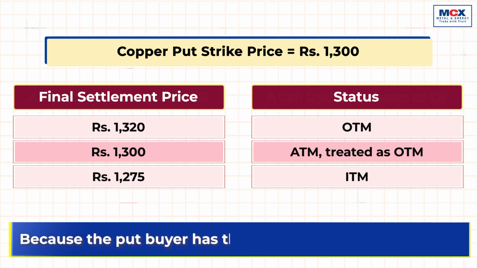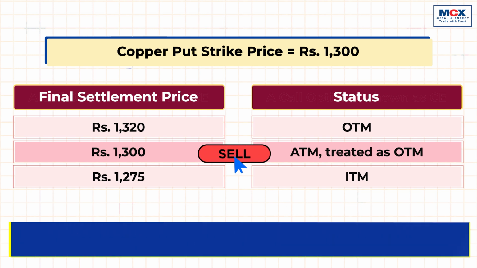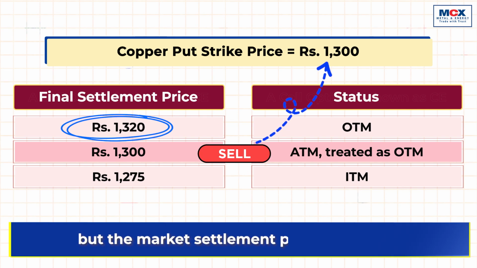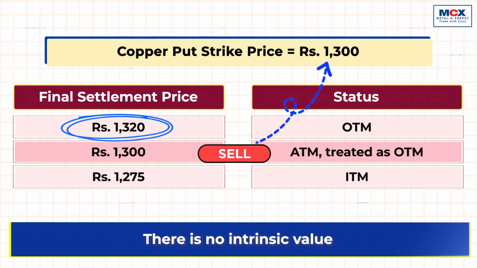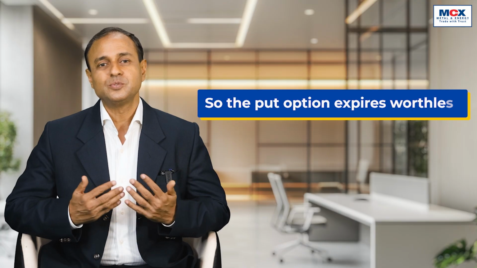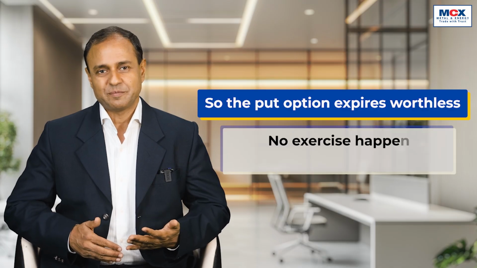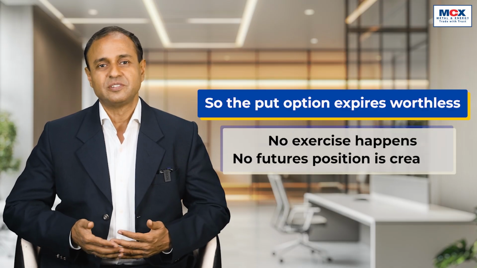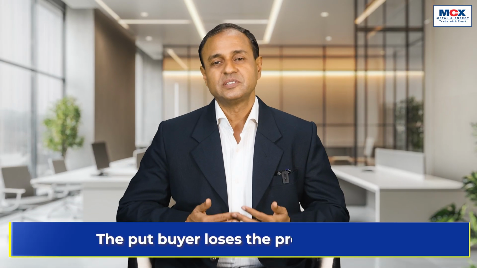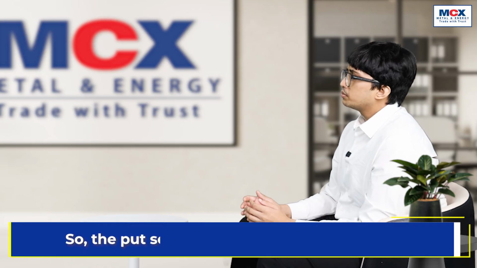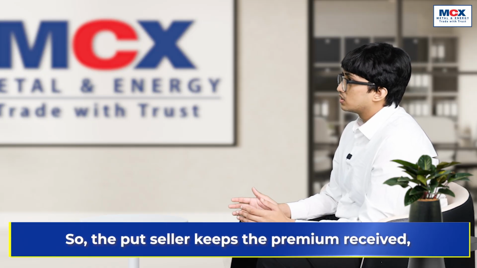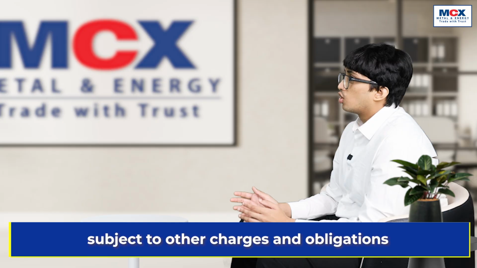Because the put buyer has the right to benefit from selling at rupees 1300, but the market settlement price is rupees 1320. There is no intrinsic value, so the put option expires worthless. No exercise happens, no futures position is created. The put buyer loses the premium paid. So, the put seller keeps the premium received, subject to other charges and obligations.